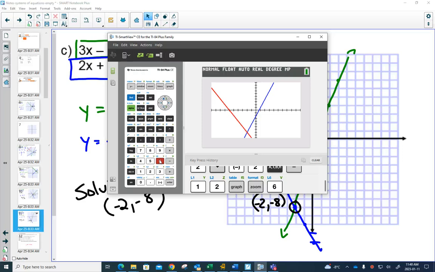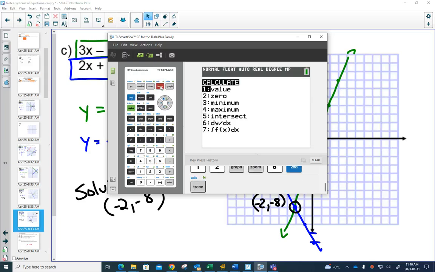above the button that says trace, it says calc. This lets you calculate a bunch of things. So to get to the blue calc, I have to push my second button and then calculate. And number 5 says intersect. So if I want to calculate where they intersect on my graphing calculator, I can just push enter on that.